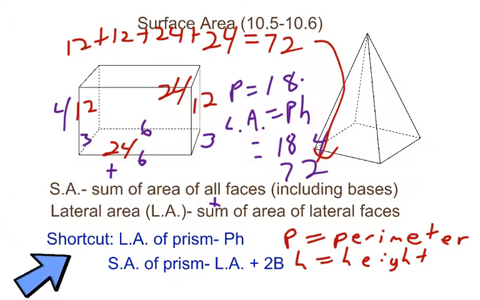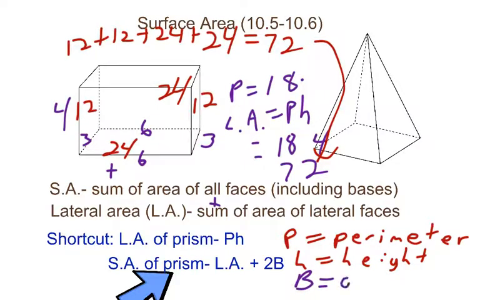Alright, there's another shortcut, and that's for surface area of a prism. You just take the lateral area, which we just found, perimeter times the height, and then we add 2 times the area of the base. And that's what B stands for. Let's define that. Capital B is different from lowercase b. Capital B is the area of the base.